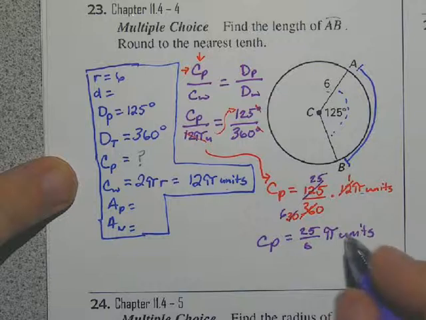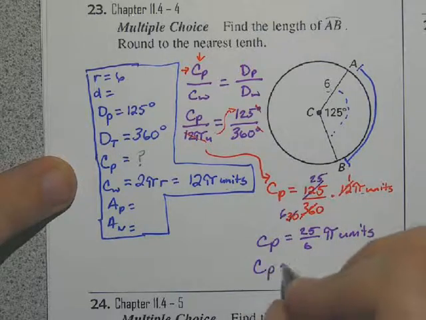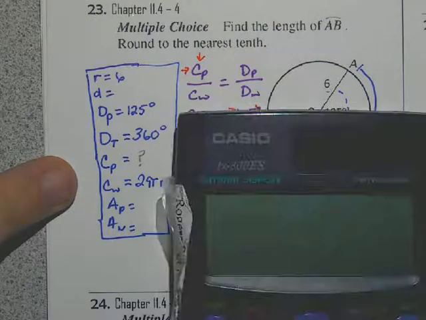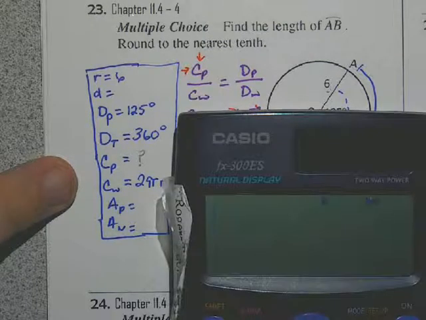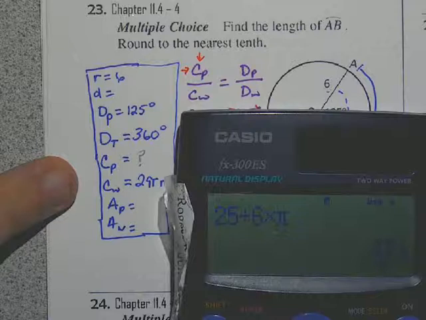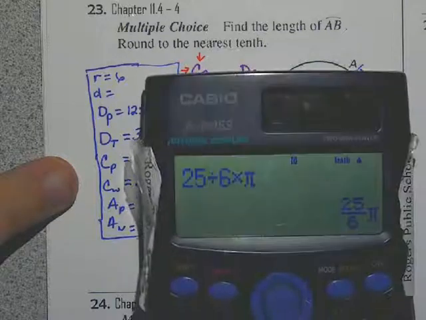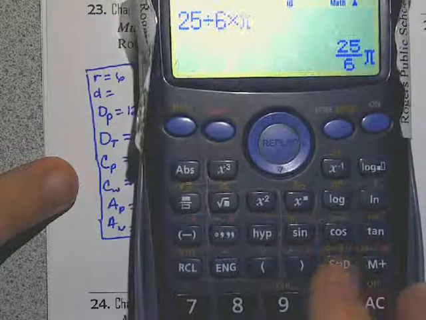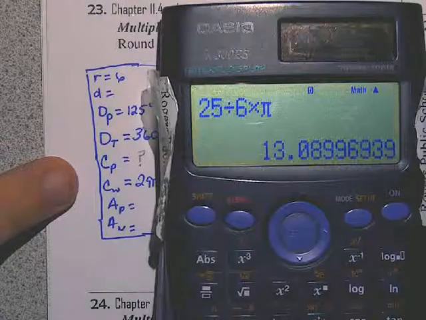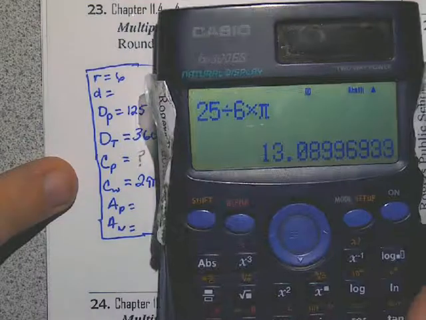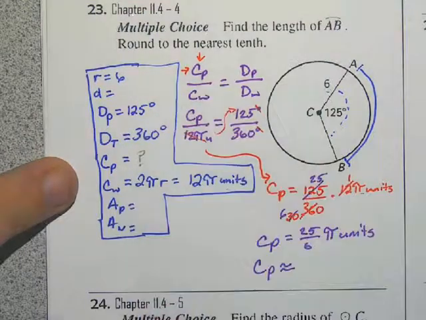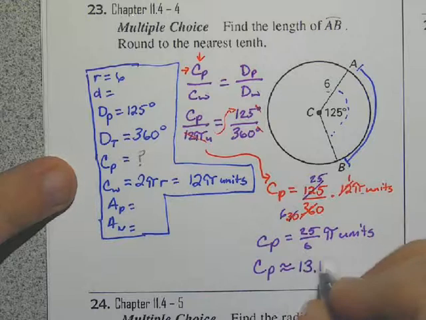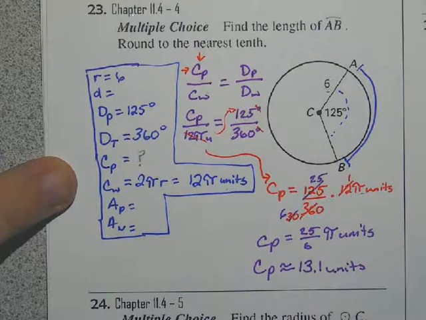And this is how I would prefer it, but in the test they might ask you to round that. 25 divided by 6 times, whoop, I hit the wrong thing. 25 divided by 6 times shift pi, and they're going to give it 25 over 6 pi. Well, that's aggravating, but hit this S to D button down here, and it will give it to me as a decimal, 13.089. So it looks like to the nearest tenth that'd be 13.1 units, and we're good to go.